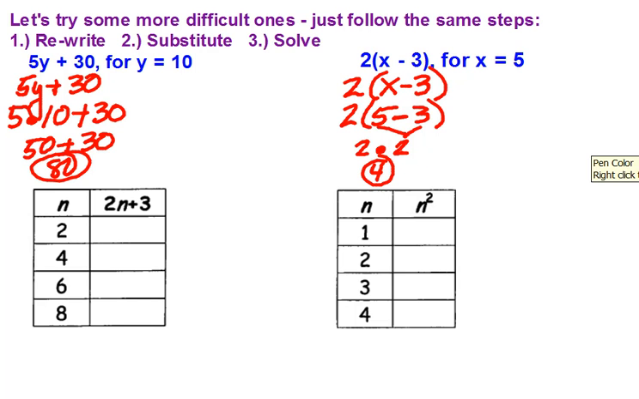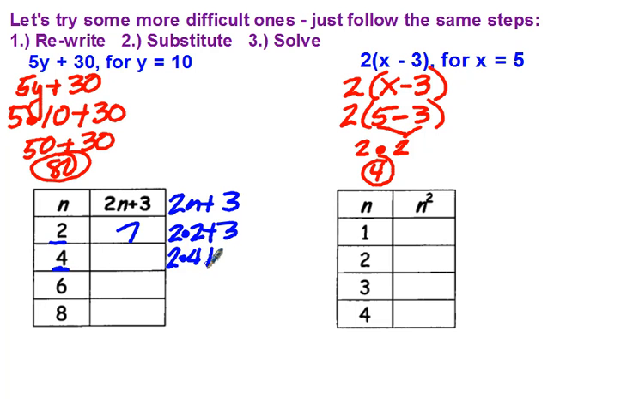When you're working in a table, it works the same way. 2n plus 3. I won't do all of these because it will work the same way all the way down. But 2 times n, so we would do 2 times 2 plus 3. So 4 plus 3 is 7. On the next one, you would do 2 times 4 because we're substituting in for the n, and put in a 4 plus 3. So we have 8 plus 3 is 11.